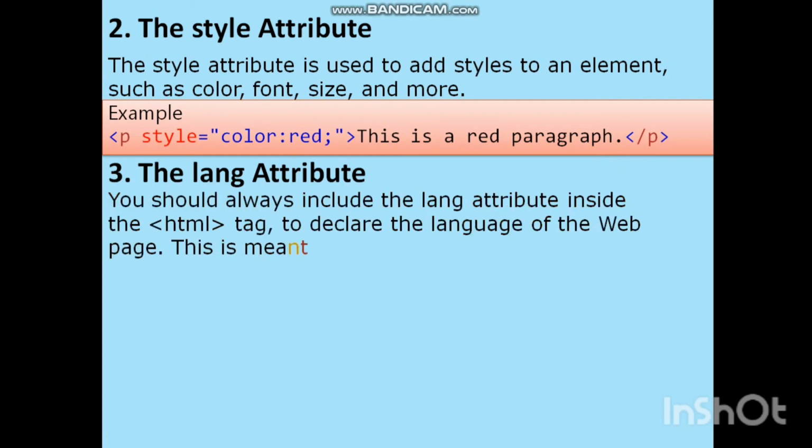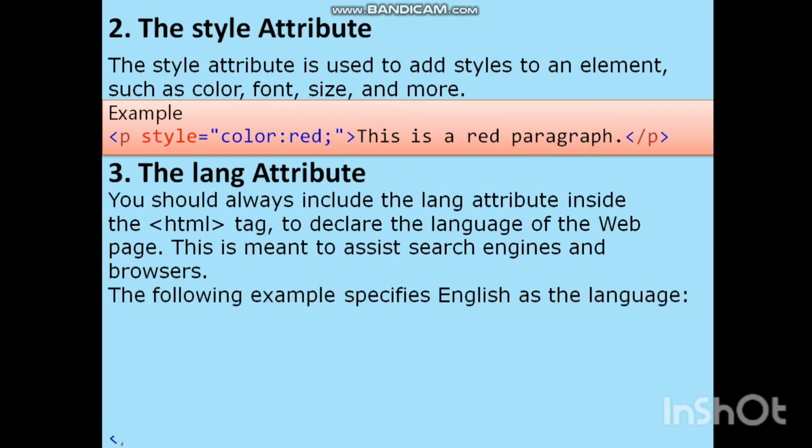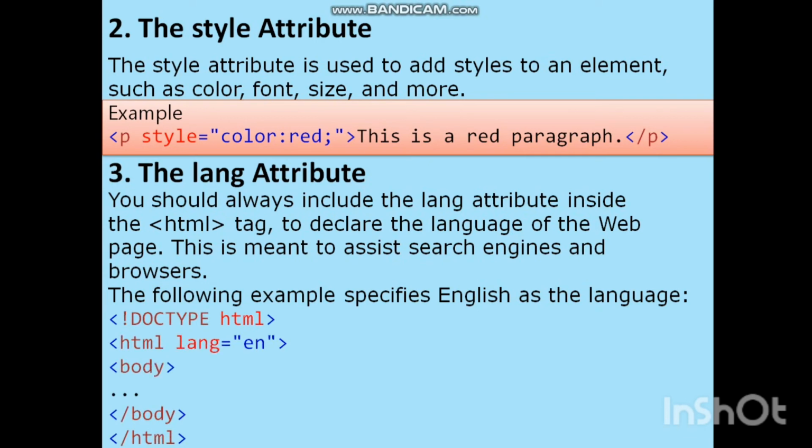The lang attribute. The HTML lang attribute is used to identify the language of text content on the web. This information helps search engines return language specific results, and it is also used by screen readers that switch language profiles to provide the correct accent and pronunciation. You should always include the lang attribute inside the HTML tag to declare the language of the web page. This is meant to assist search engines and browsers. The following example specifies the English as the language.